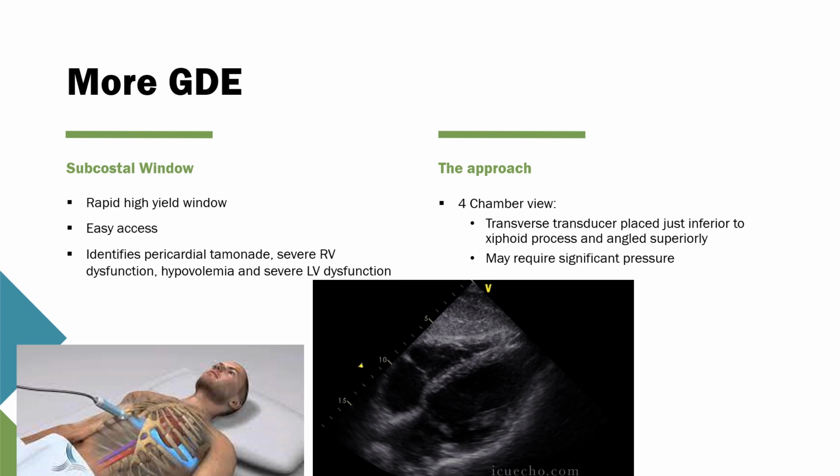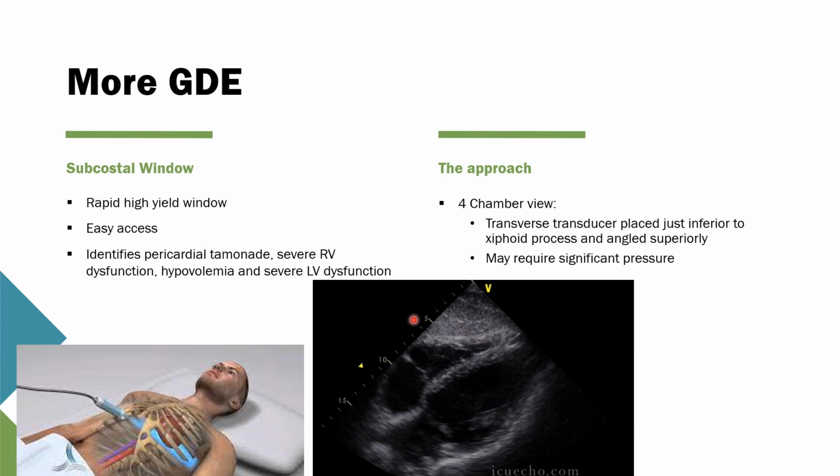So with the subcostal window, you access this from just inferior to the xiphoid process. You're going to have to significantly angle up into the chest, especially if your patient has a larger body habitus. That can make it a little bit more challenging because everything is being pushed up towards the thorax. So definitely be prepared to get some pressure in order to get this view and really wedge yourself under the xiphoid area.